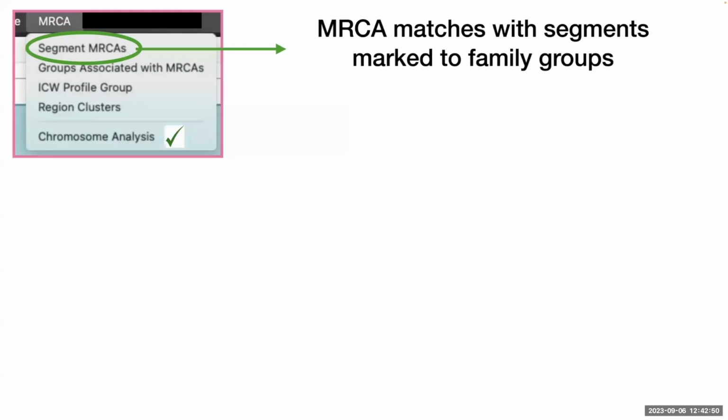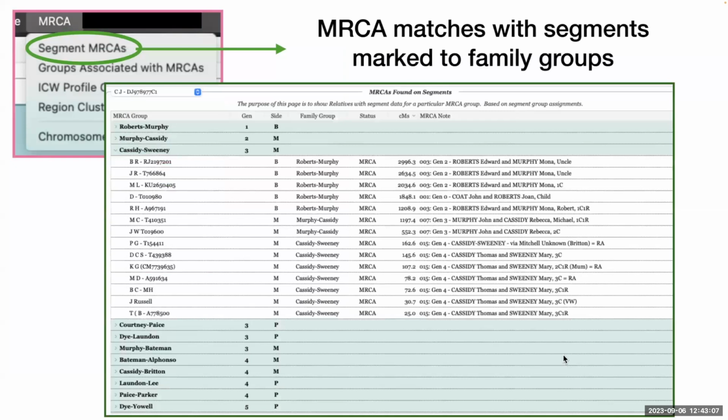So under the MRCA tab, which we talked a little bit about before, we talked about the chromosome analysis tool that's at the bottom there. We've also got these other items and segment MRCAs. Okay, so this is going to show you people who you've marked as having a recent common ancestor, and it'll show you others with that name, Cassidy Sweeney, and who all those matches are that are going back to that MRCA. So it's a good way to see who have I got matching on that Cassidy Sweeney line, or the Courtney Pace line, or the Di line.